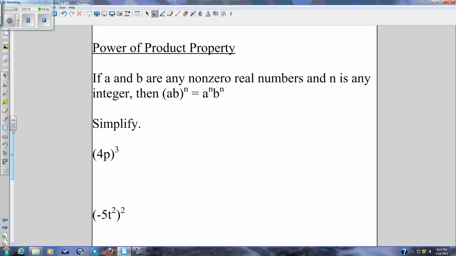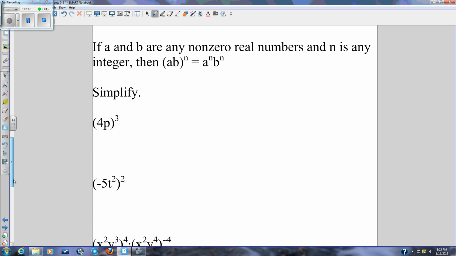Power of product property. So if a and b are any non-zero real numbers and n is any integer, then a times b in parentheses raised to the n power is equal to a to the n times b to the n. In other words, you raise everything inside your parentheses to that power on the outside.